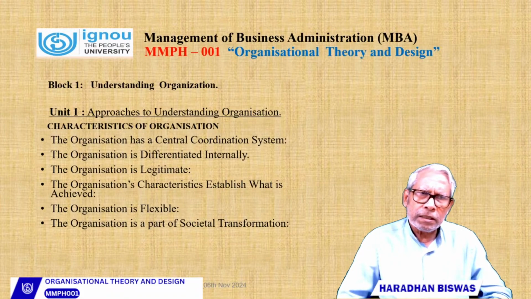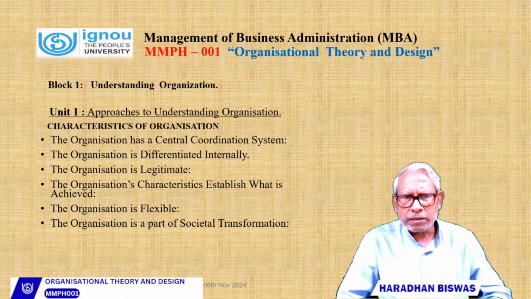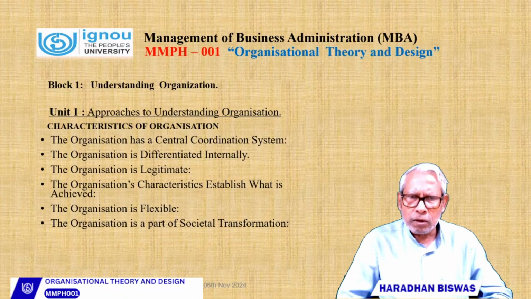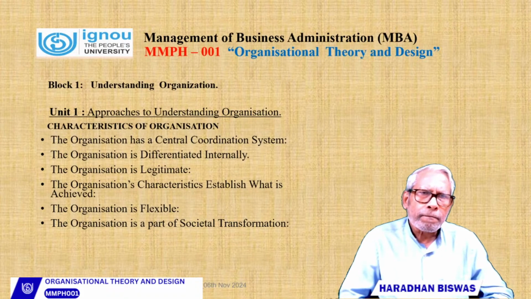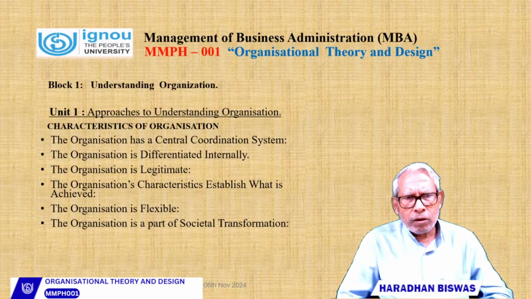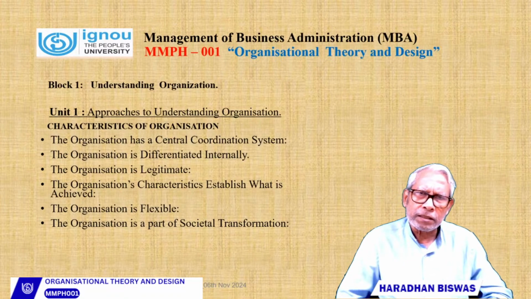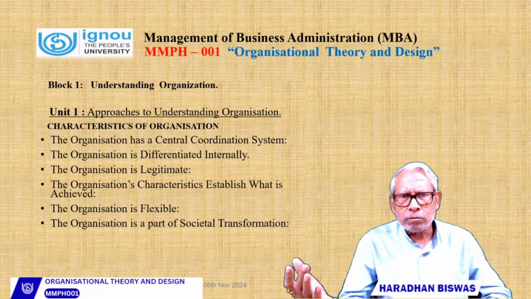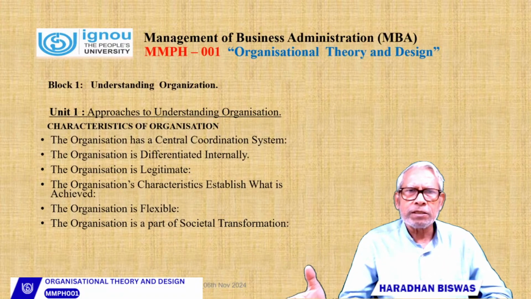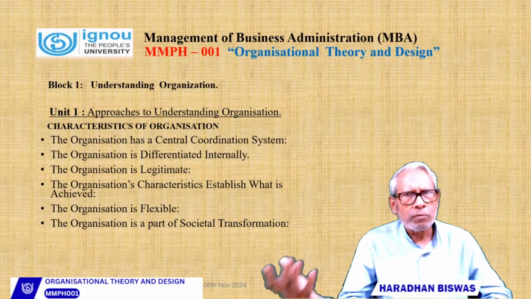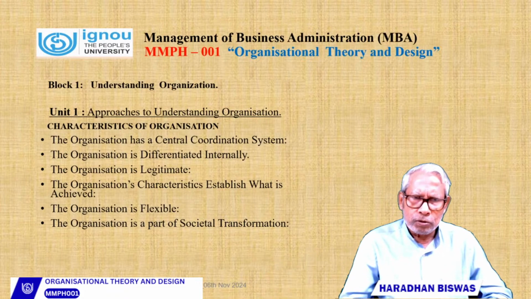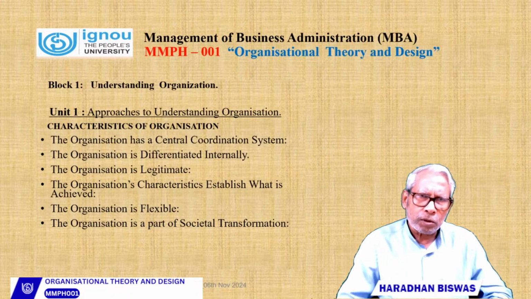Then organization is legitimate. Then the organization's characteristics are established based on what is achieved. Flexible. Then organization is a part of the societal transformation. What are the transformations? There should be some inputs or some activities that lead to output. Before that, some transition period is there. You have to transform as per your objectives. So this is the way some of the characteristics are defined.